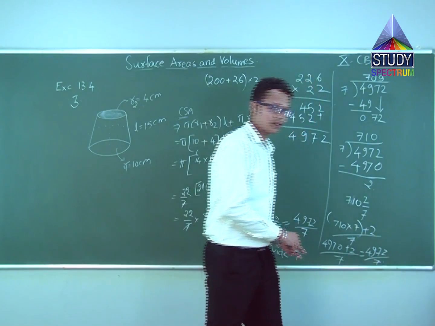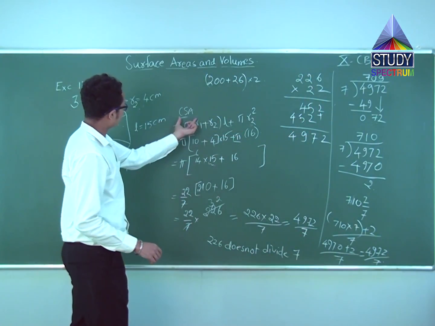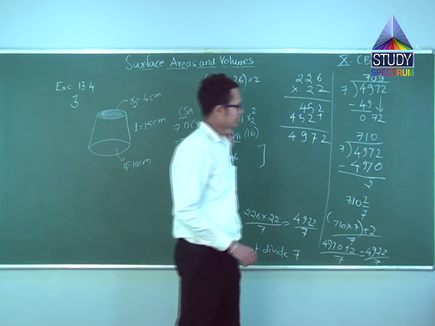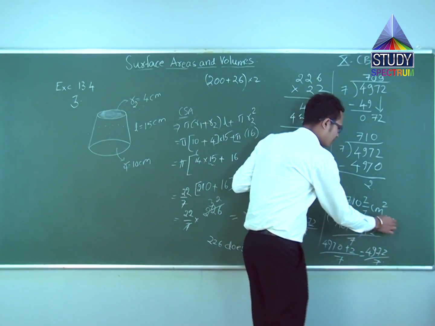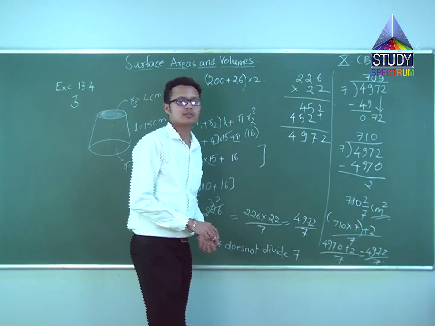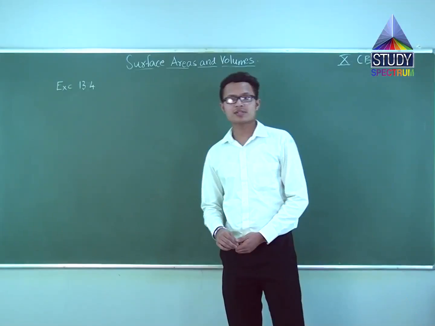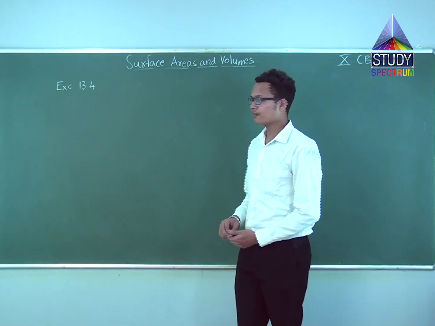That's the answer. Now, what is it? This is surface area, curved surface area. Since it is a surface area, you will have centimeter square. Please do not forget to write the units. Units is important. Next question again is based on curved surface area.